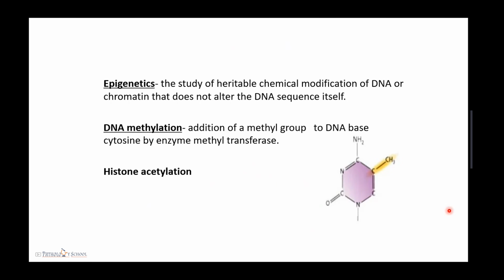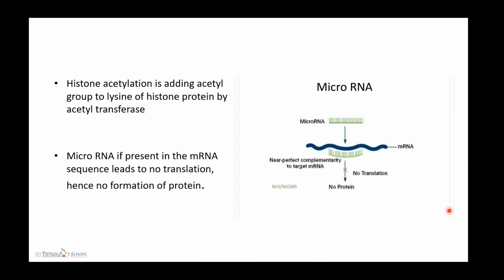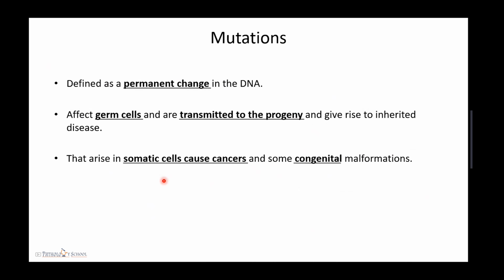Now, epigenetics is the study of heritable chemical modifications of DNA or chromatin that do not alter the DNA sequence itself. DNA methylation is the addition of a methyl group to the DNA base cytosine by the enzyme methyltransferase. Histone acetylation is the adding of an acetyl group to lysine of histone protein, with the help of acetyltransferase. This is a microRNA and this is an mRNA. If there is no translation of this mRNA, there will not be any formation of protein.